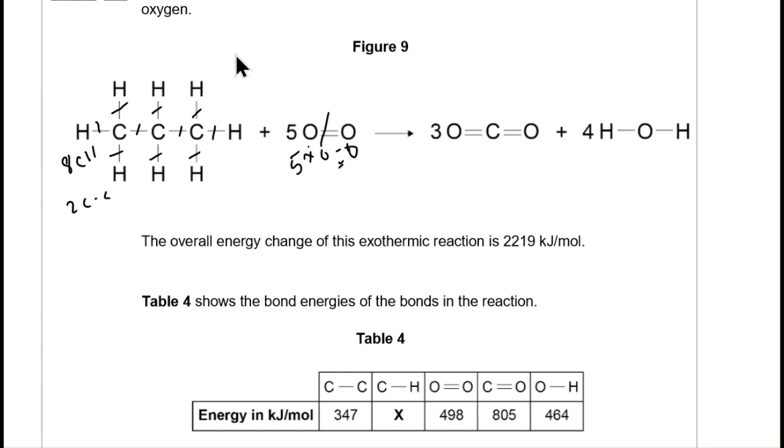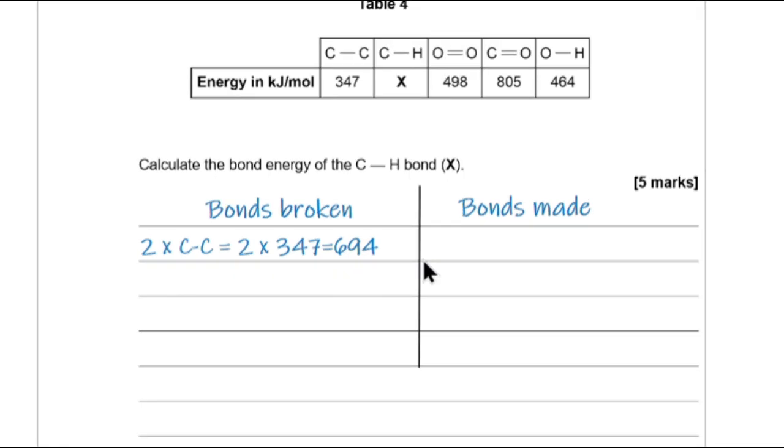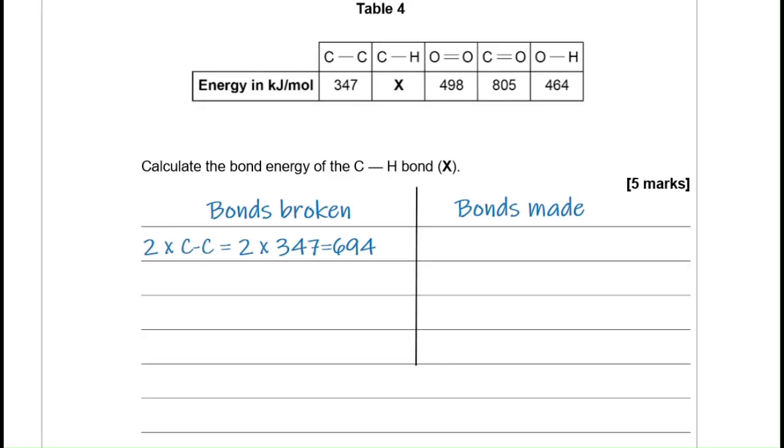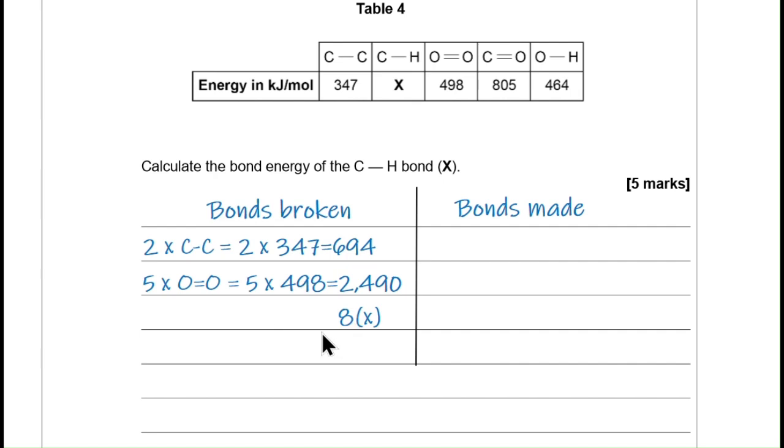So we can see here that we've got 2 carbon-carbon bonds. So we look in the table, carbon-carbon bond is 347. So we've got 2 times 347. When you add up, that comes to 694. We've got 5 O=O bonds, 5 oxygen double bonds. So in the table, oxygen double bond is 498. So 5 times 498, crunch that on your calculator, 2490. And don't forget, we have to add our 8 X's, our 8 CH bonds.